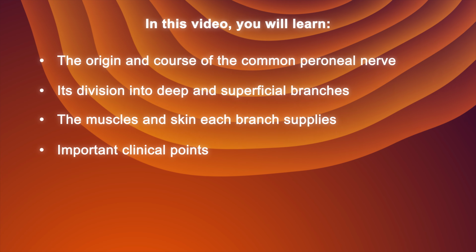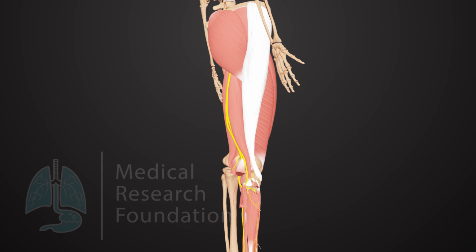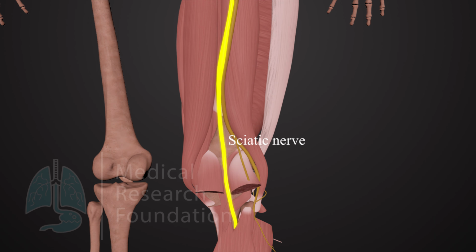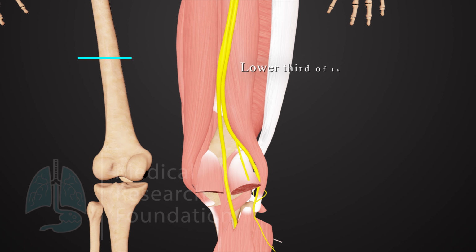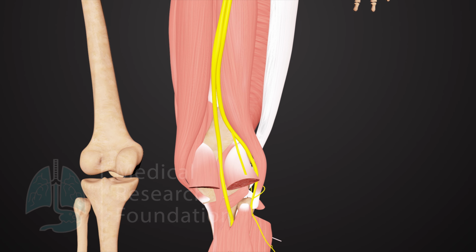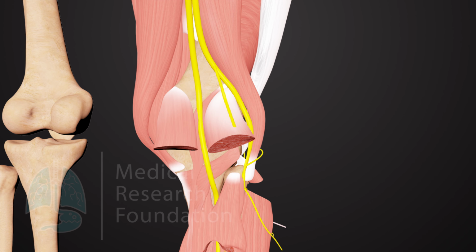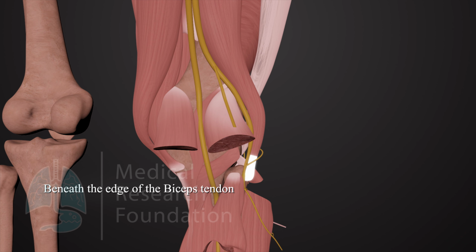Let's get started. The common peroneal nerve is the smaller terminal branch of the sciatic nerve. It arises in the lower third of the thigh, just above the popliteal fossa. It passes into the popliteal fossa along its upper lateral boundary, just beneath the edge of the biceps tendon.